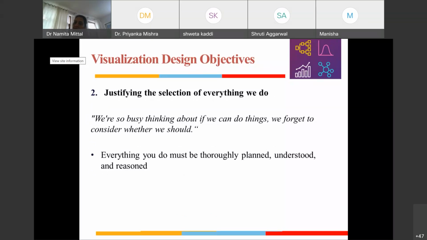We keep thinking about what all we have to do, but generally we forget whether we should do it or not. What is the justification behind it? We keep on doing things, but should we do it? Should be done or not to be done? That is a justification. Everything you do must be thoroughly planned. The plan must be understood, and there must be some justification doing it.